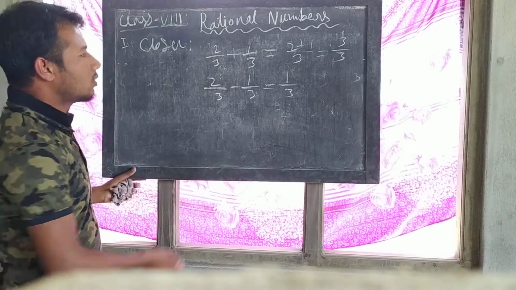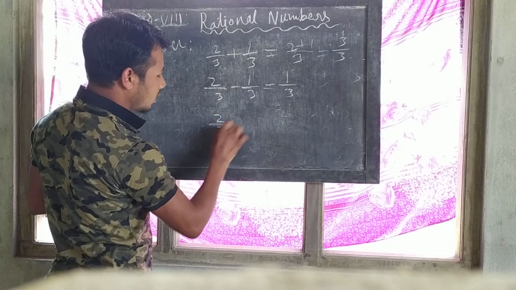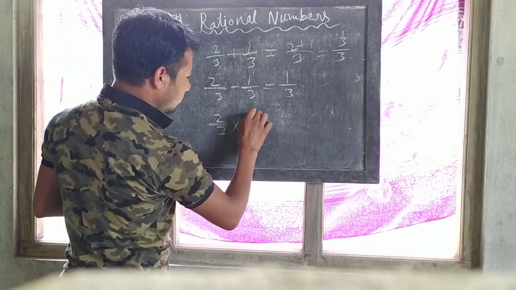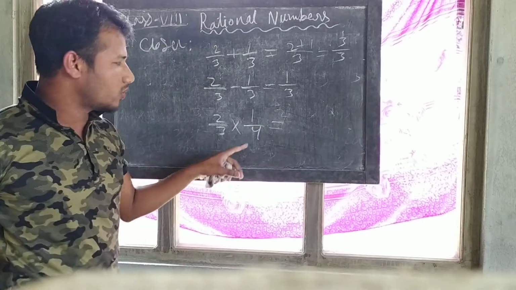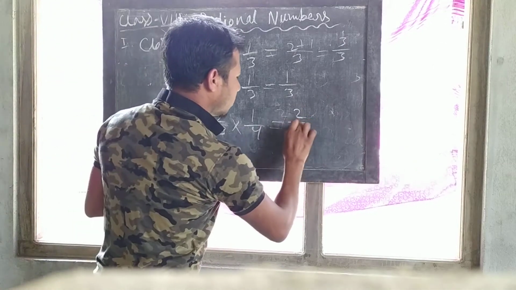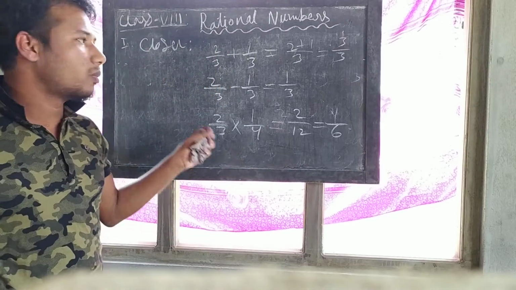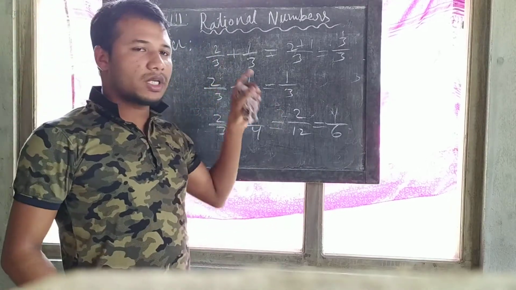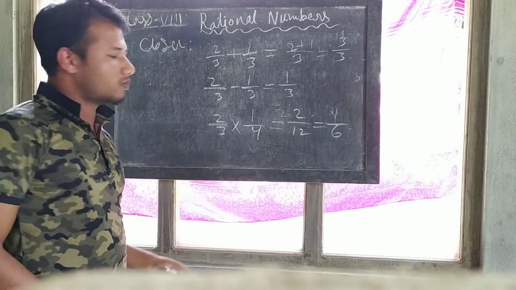And also say multiplication. Suppose 2 by 3 into 1 by 4. If we multiply any two rational numbers, say 2 by 3, that will be 2 by 12 equals to 1 by 6. This is also rational number. So if we multiply into rational number, this is again a rational number. Therefore, rational numbers are closed under multiplication.